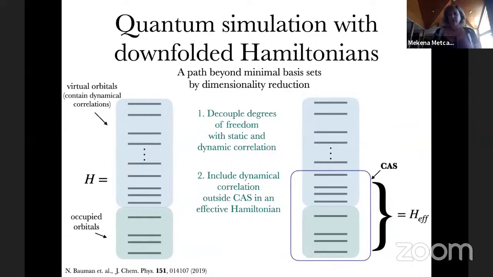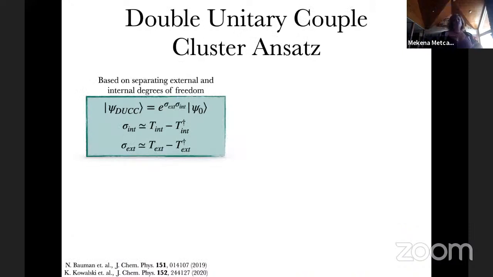So our approach is to use concepts from coupled cluster embedding theory to downfold the virtual orbitals into an effective Hamiltonian operating in a reduced complete active space. This can be done by decoupling internal degrees of freedom containing the static correlation and external degrees of freedom containing the dynamical correlation. And this is achieved using the double unitary coupled cluster Ansatz, which is exact in its general form for anti-Hermitian operators.